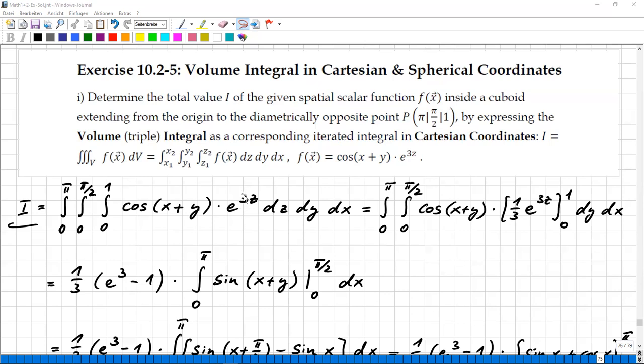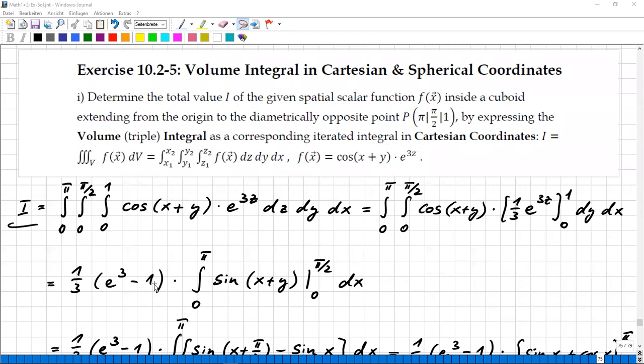This is to correctly regard the inside factor here. You can easily check by the chain rule that the derivative of this term gets you the integrand function again. So that's our primitive function for z, and we should right away insert the limits from 0 to 1. If we do so, we get the factor of 1/3, and then evaluate e power 3 times 1, which is e power 3, minus the value at the lower limit. But don't forget, e power 0 isn't 0, but instead it's 1. So we have to subtract 1 here in parentheses.